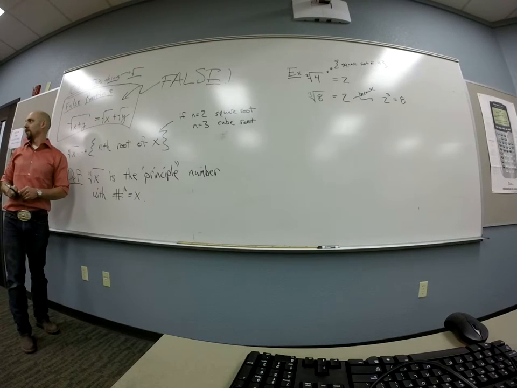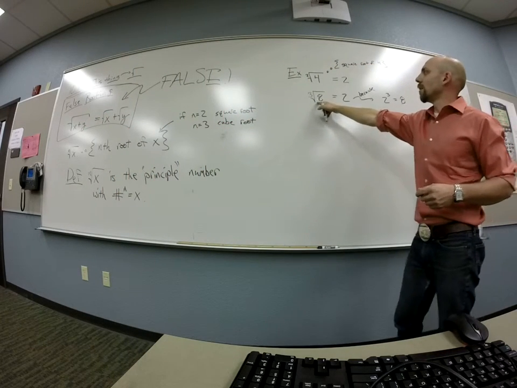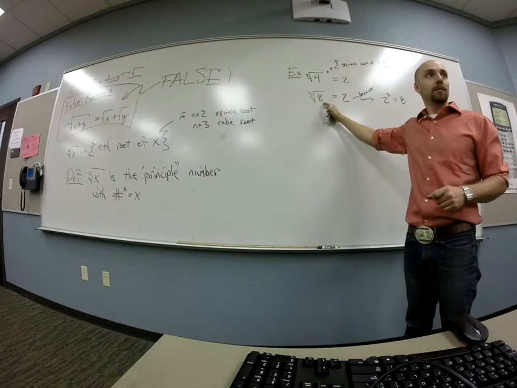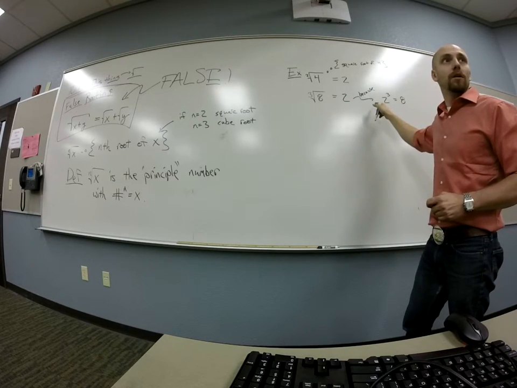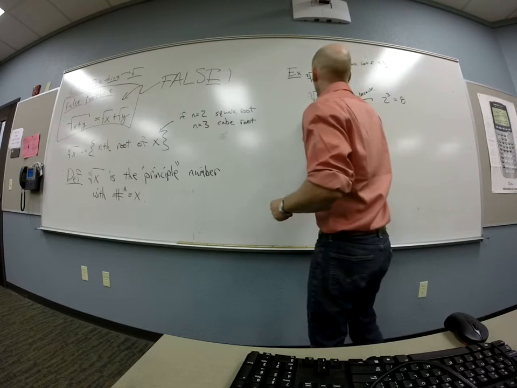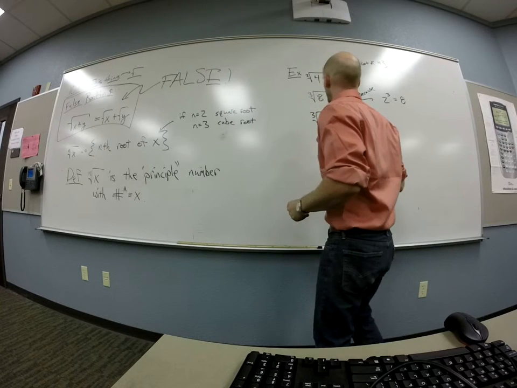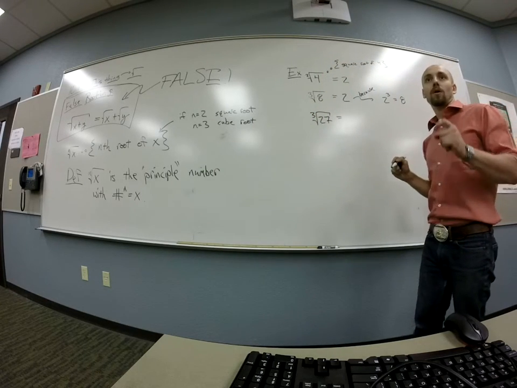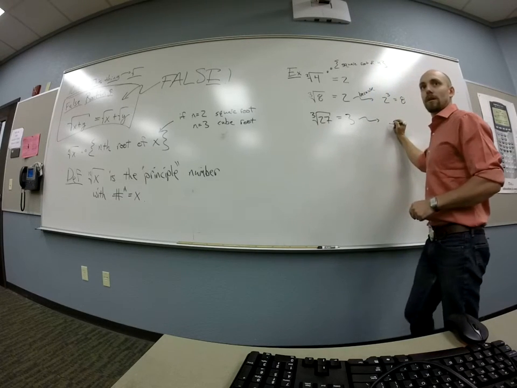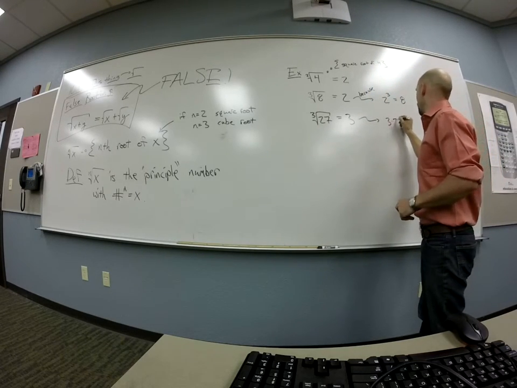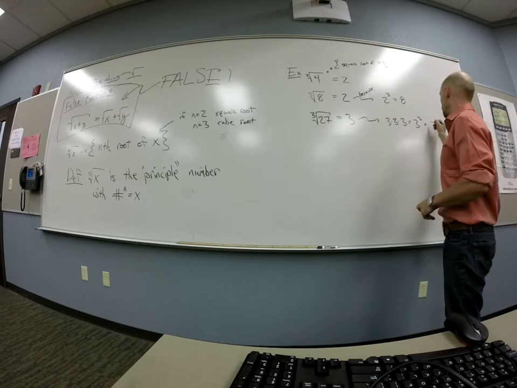You guys see that? So over here I'm asking, what's the number you cube to get 8? Yeah, 2. You guys cool with that? Okay, so how about the cube root of 27? 3. Because 3 times 3 times 3, this is 3 cubed is 27.